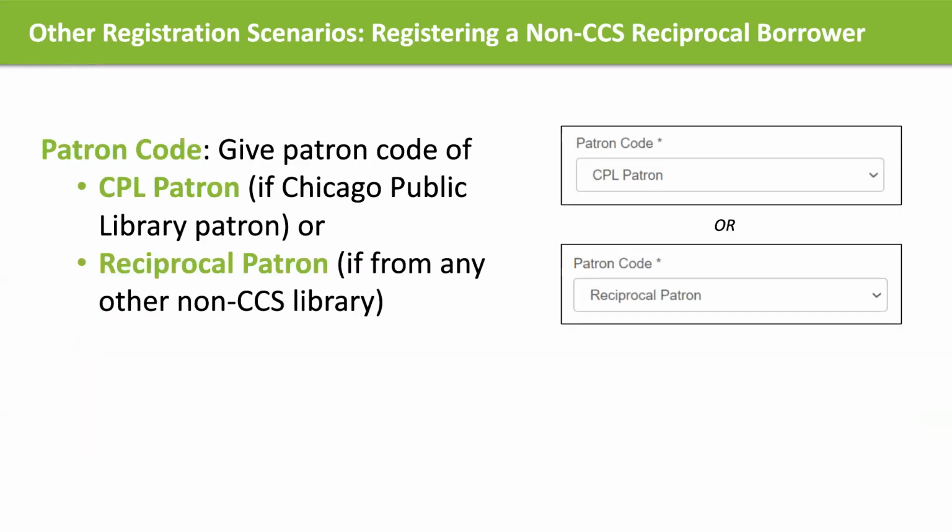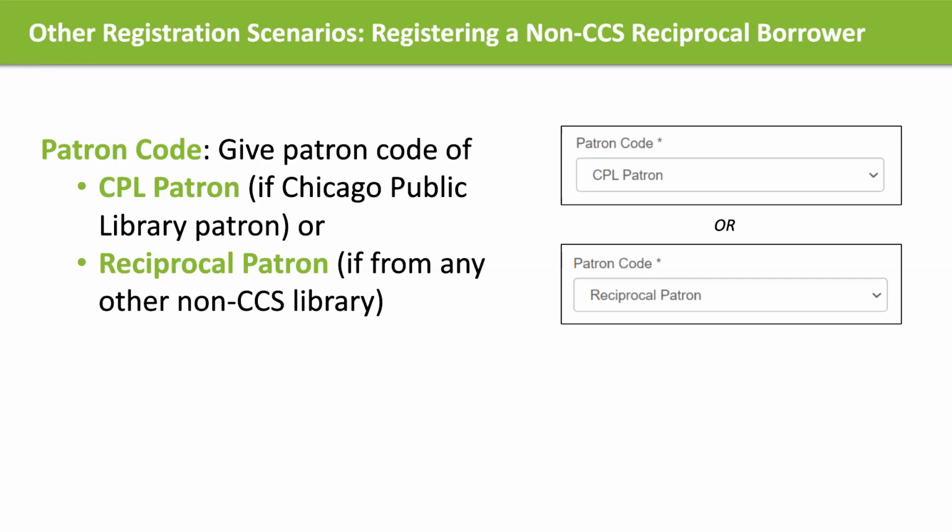Likewise, you will assign a patron code of either CPL patron if their home library is Chicago Public Library, or reciprocal patron if their home library is any other library outside of CCS. As we've said before, patron code dictates circulation-related policies, like how many items the patron can have checked out, how many holds they can place at one time.